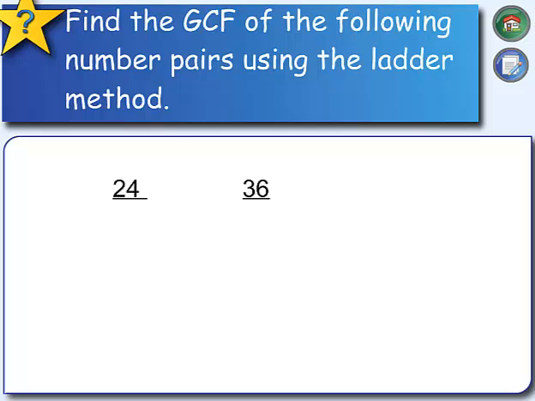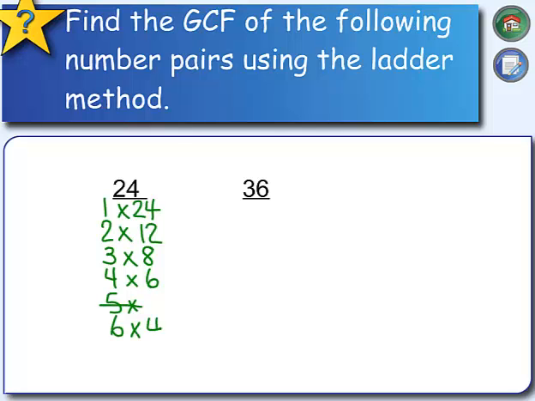Let's try one more. Find the greatest common factor using the ladder method. So we have 24. 1 times 24, 2 times 12, 3 times 8, try 4, yes, times 6. How about 5? Well, 5 doesn't work, so we just cross it out. What about 6? 6 times 4, there's my reverse, so I just draw a line, and everything above the line are the factors for 24.